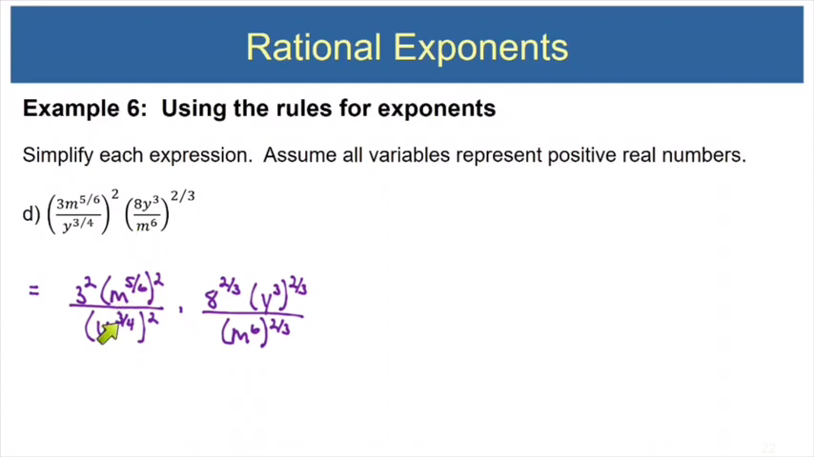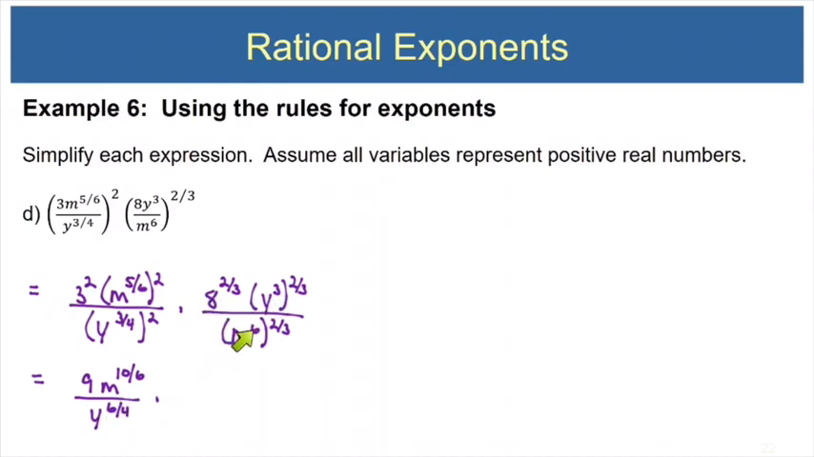Okay, now let's simplify each of these and see where we are. Of course, 3 to the 2nd is going to be 9. M to the 5/6 raised to the 2nd power means we need to multiply these exponents together. So 5 over 6 times 2 is going to be 10 over 6. Now I know that could be reduced, but just leave it for a minute, and you can reduce it later if you need to. In the denominator, we've got y to the 3/4 raised to the 2nd. So 3/4 times 2 is going to be 6/4. And so in the denominator I have y to the 6/4.